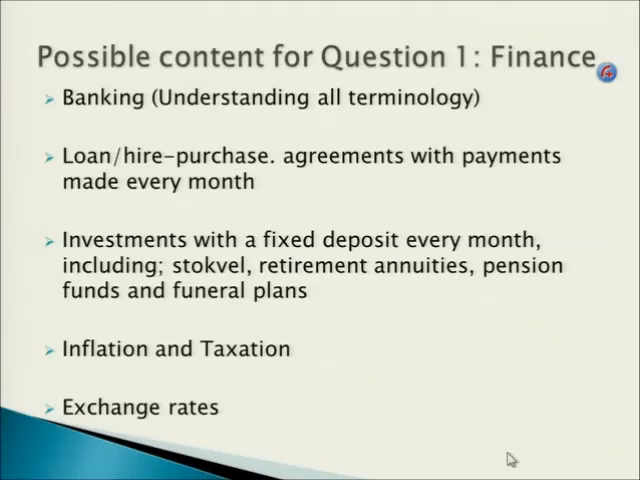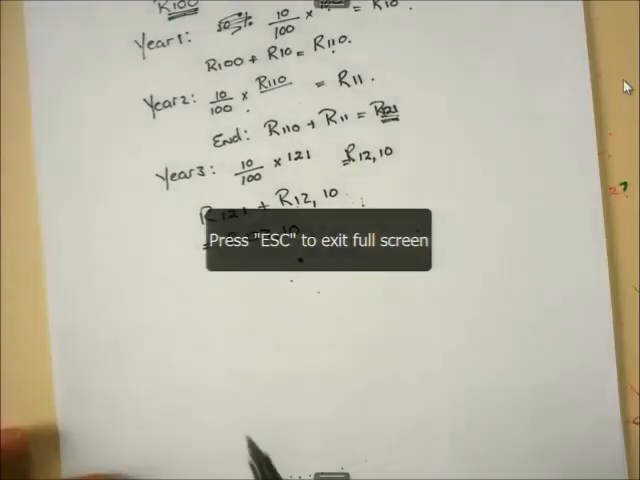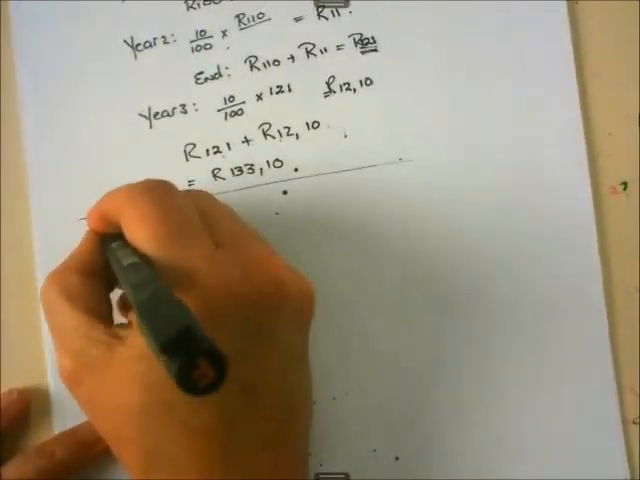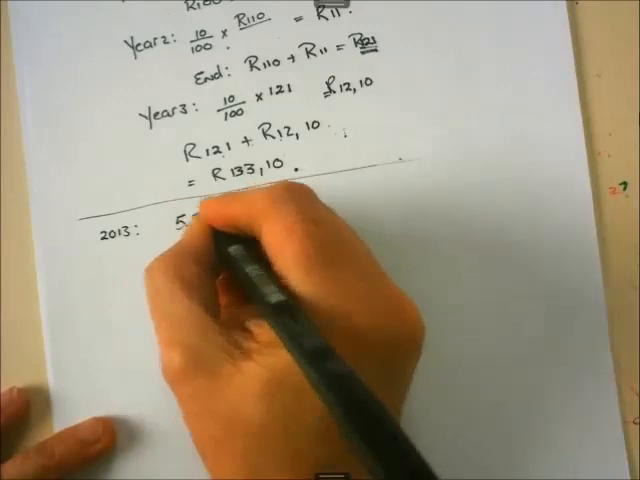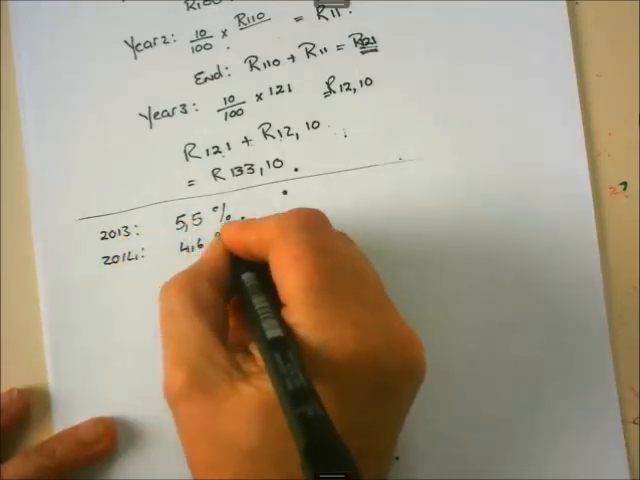Inflation and taxation and exchange rates. Okay? I'm just going to talk still about inflation, then we're going to have a short break. Inflation. What is inflation? Just remember that inflation means exactly what it says. It inflates. Prices inflate. When inflation is there, things get more expensive every year. So, just for a moment, let us think. If, say, for instance, in 2013 the inflation was, say, 5.5% for the year on average. Now in 2014, the inflation is 4.6% on average for the year.